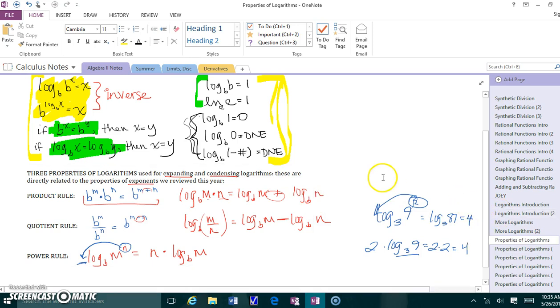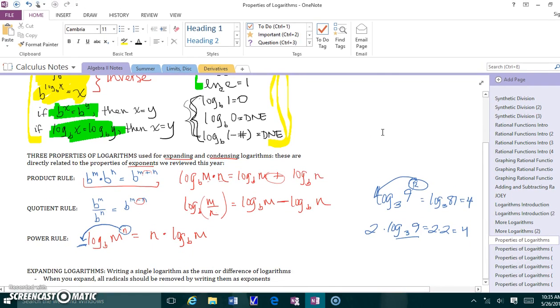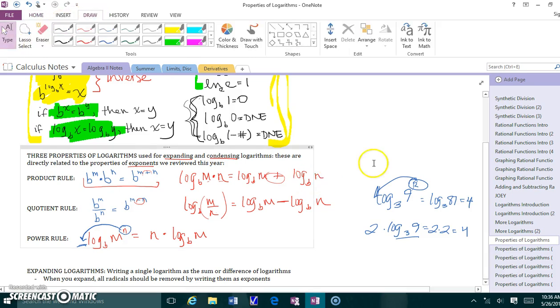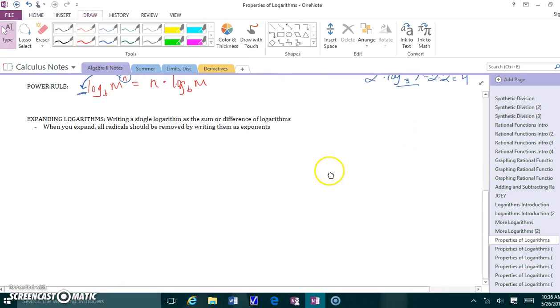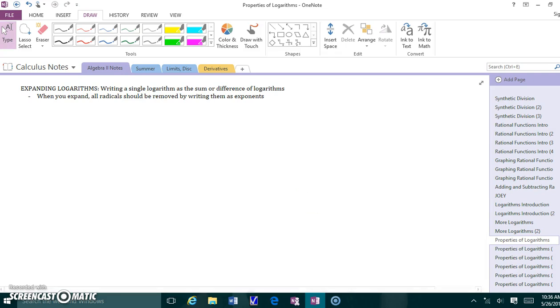So let's move on up here because I have some examples I want to give you for expanding logarithms. Now what is going on with my pen right now? Come on. There we go. So here's some examples you're going to write down. After this, I'll give you a list. I think I gave you 4 to try.